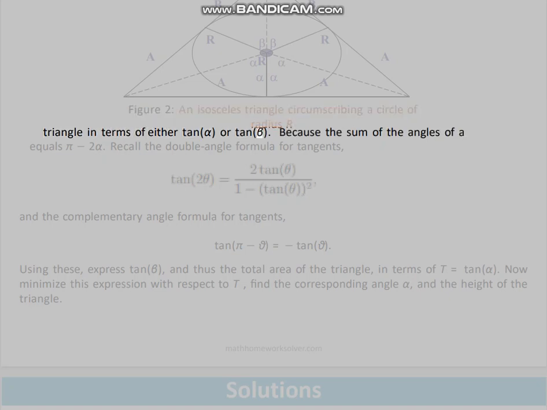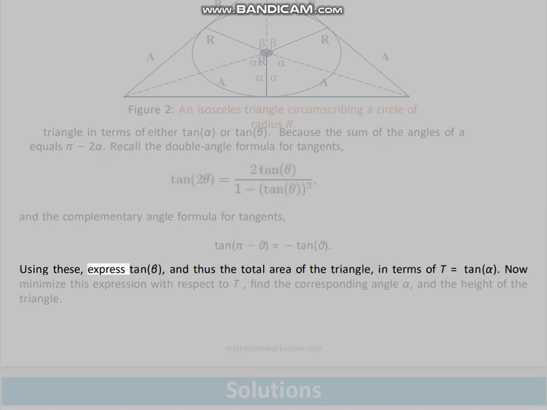Because the sum of the angles is pi, the angle A equals pi minus 2 alpha. Recall the double angle formula for tangents and the complementary angle formula for tangents: tan(pi - theta) = -tan theta.